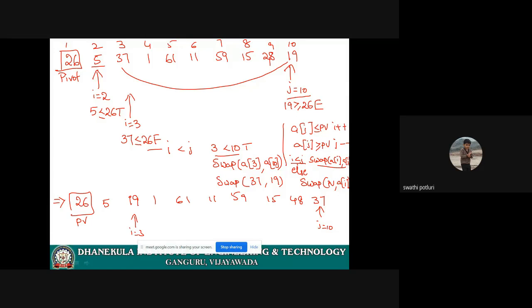Now you have to repeat the process. So you have to check the value of A of 3. What is A of 3? All of you complete till this. Repeat the process. So what is the value here? You have to check the value of 19. 19 less than or equal to 26. Condition true. Then increment the value of I.